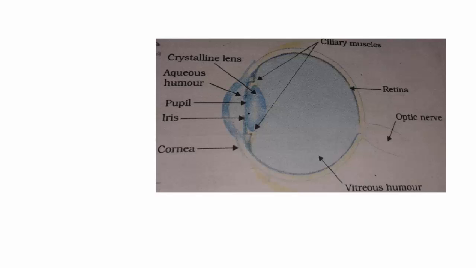Now we have the pupil. That is basically the small little gap you have over here. This small area is called the pupil. And then the iris. The iris is basically this and this. Next you have the cornea. The cornea is the outer part of the eye.